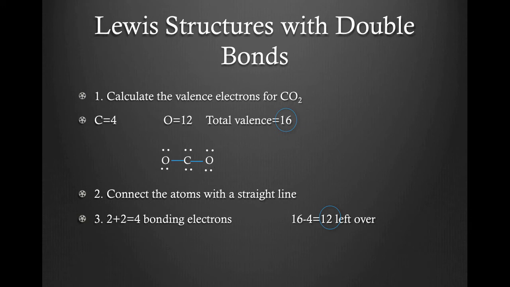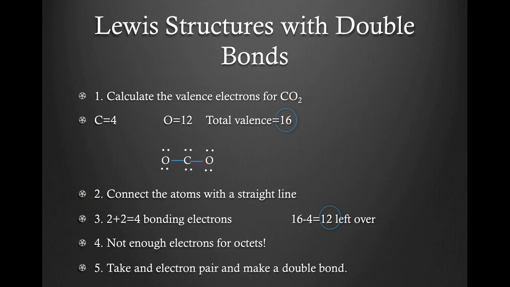Yikes! Both of my oxygens only have 2, 4, 6 valence electrons around them. So this is not a correct Lewis structure. So what can I do in order to get everybody an octet? Well, I'm going to take an electron pair and convert it into a bond in between the carbon and oxygen. And now if you look, my oxygen has 2, 4, 6, 8 electrons around it, and so does my carbon.